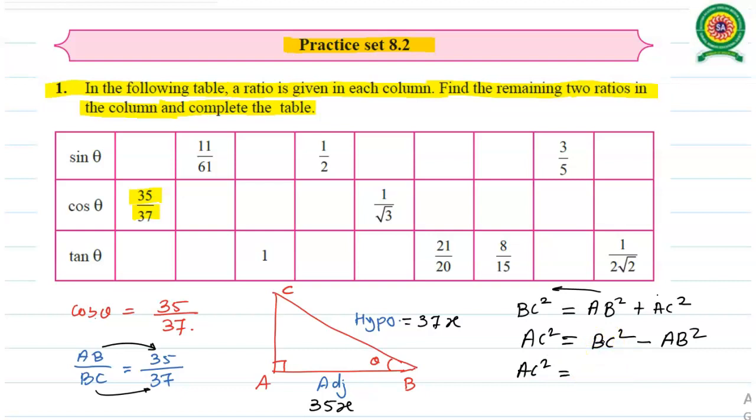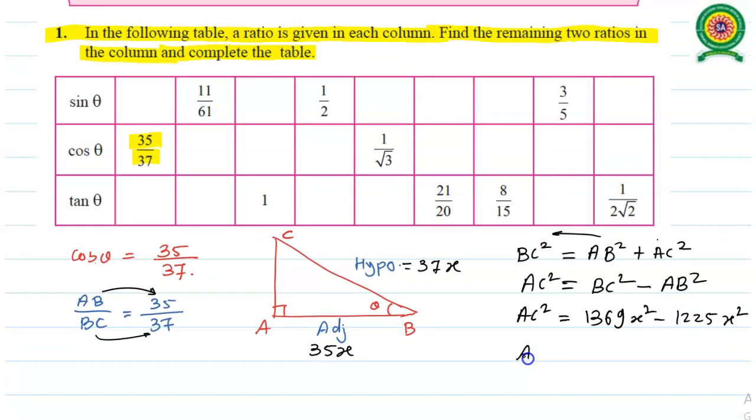So AC² = (37x)² − (35x)². 37 squared is 1369, with x squared as x squared, minus 35 squared, which is 1225, with x squared as x squared. After making the subtraction we get AC² = 144x². Taking the square root on both sides, AC = 12x. So I am writing on the figure that the length of AC is 12x.